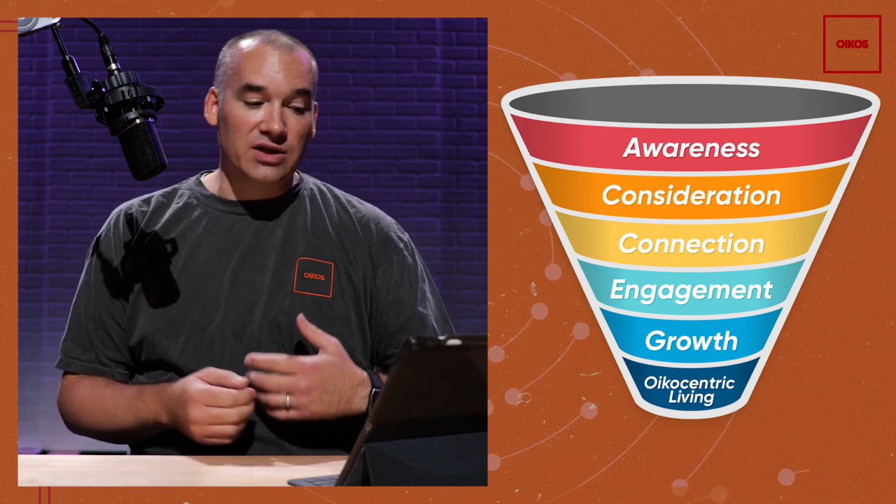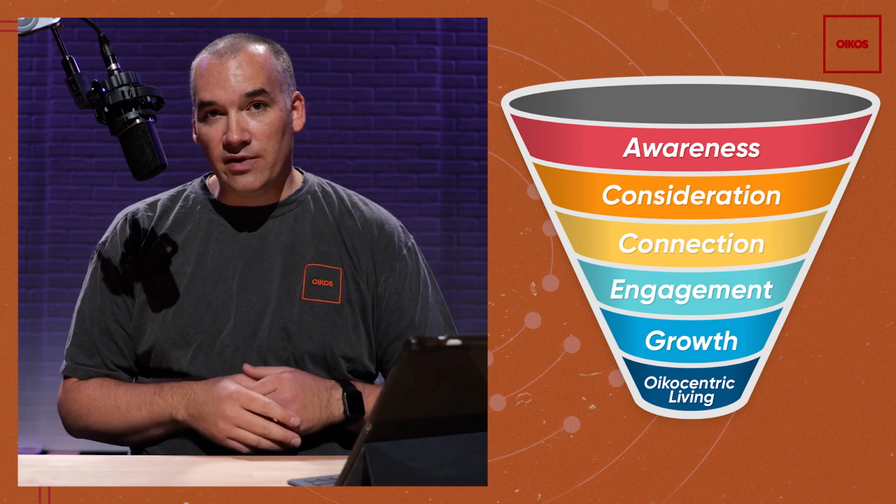At High Desert Church, we have this thing that we call the ministry funnel. It's a way that I like to visualize what the different steps in the process are for somebody who's engaged in ministry, or in some cases not yet engaged in ministry. So the first tier of this is awareness. You can see it as the top of the funnel. And then we go down from there: consideration, connection, engagement, growth, oikocentric living.